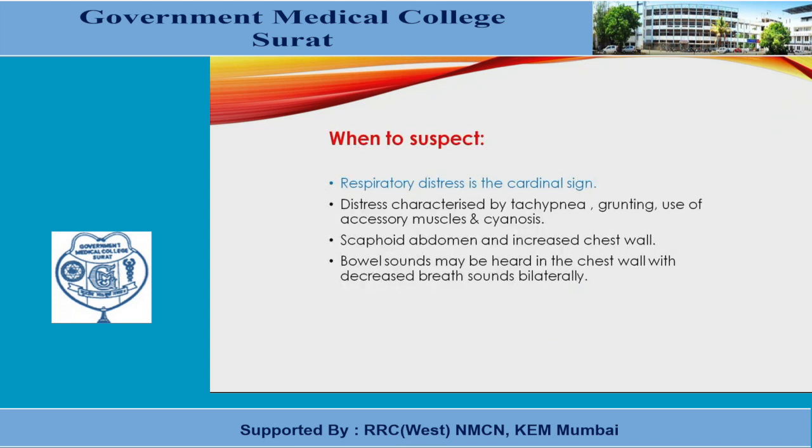How will you suspect? The most common cardinal sign is that the patient will present with respiratory distress after birth and will have a scaphoid abdomen. Since intra-abdominal organs are moved upward into the thoracic cavity, the abdomen will be flat or scaphoid. Distress is characterized by tachypnea, grunting, use of accessory muscles, and may present with cyanosis.